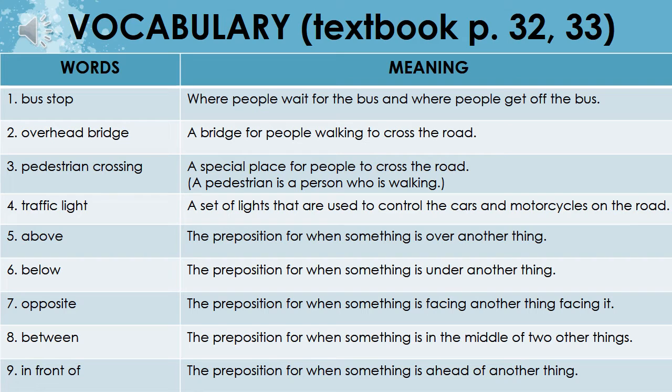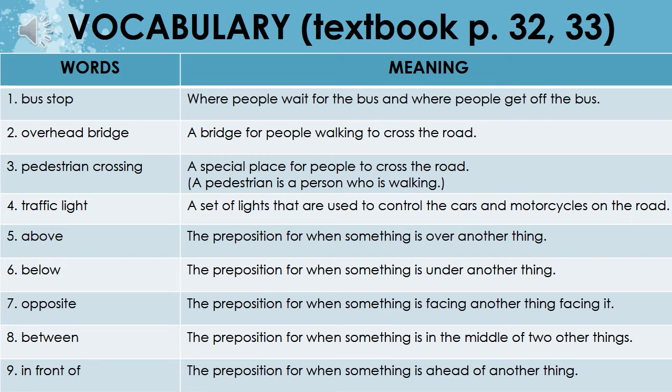Number 1, bus stop. This is where people wait for the bus and where people get off the bus. Bus stop, where the bus stops. Number 2, overhead bridge. This is a bridge for people walking to cross the road. So instead of having to cross on the road where it's dangerous, you can just walk over the road. Overhead bridge.